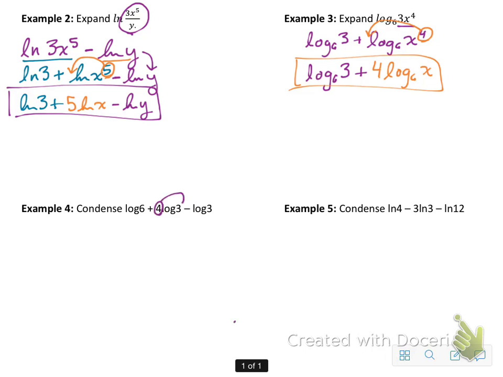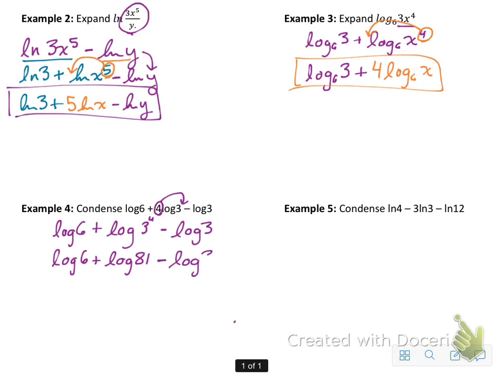This 4 has to go to that 3. So I will leave log 6 by itself. That's staying the same. Then we have log 3 to the 4th power minus log 3. Now, I'm not satisfied with 3 to the 4th power because that's a number. So we are going to change that and make it log of 81. But that's where that came from, right? If you put 3 to the 4th power into your calculator, you'll get 81.